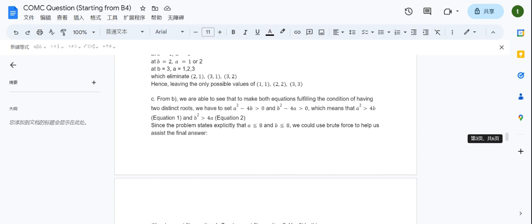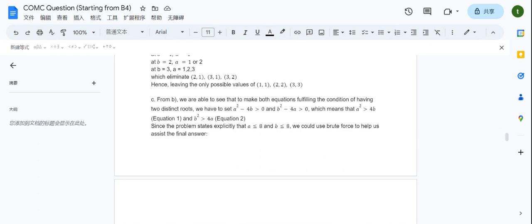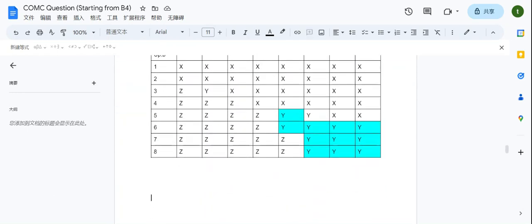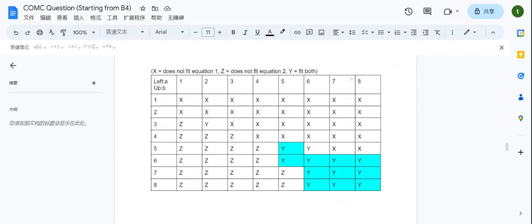We are able to see some rules here. So let's go back. Equation 1 is a squared larger than 4b and equation 2 is b squared larger than 4a. In this case, we're able to obtain this graph. Left refers to the value of a and right refers to the value of b. So let's make an example of 1, 1.